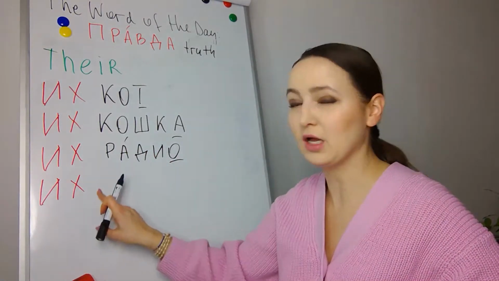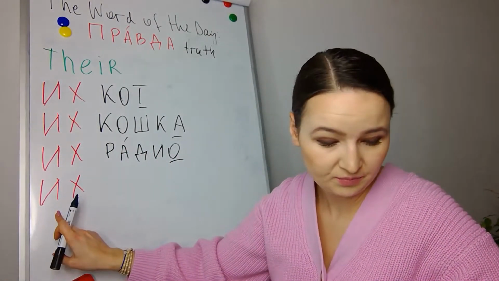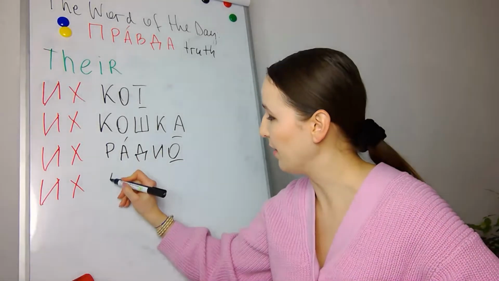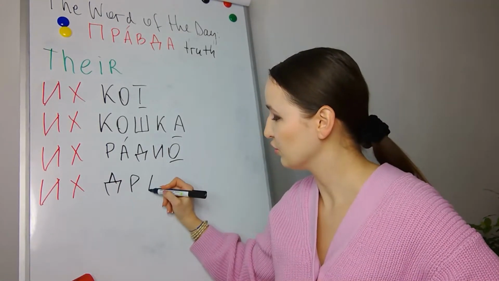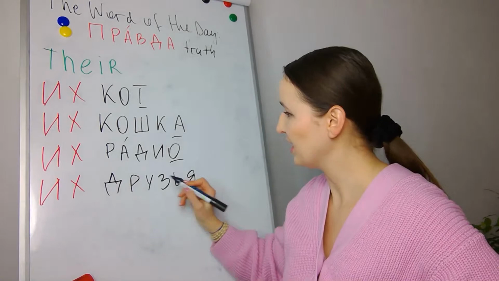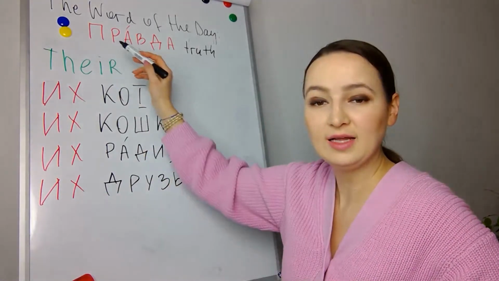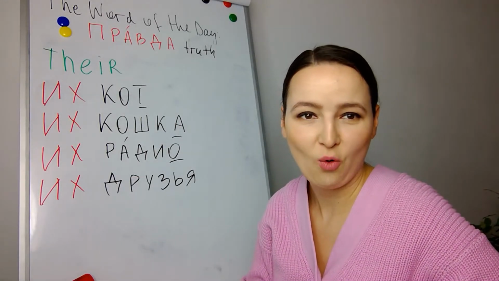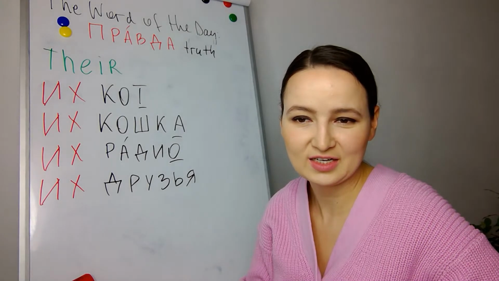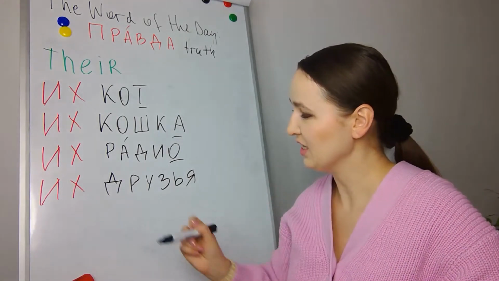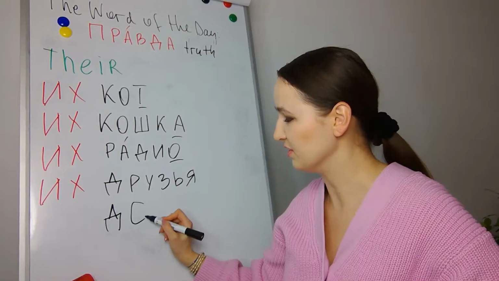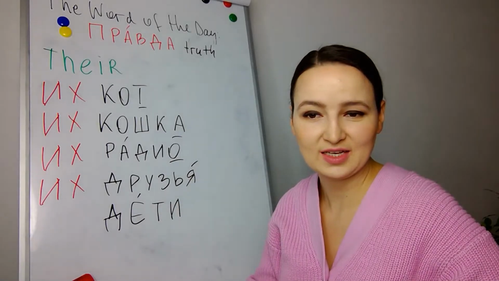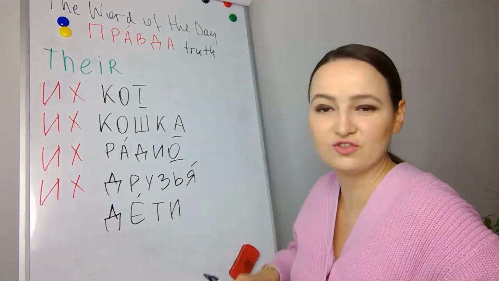And here we need a noun in plural. Их. And let's take друзья. Их друзья. Their friends. Очень хорошо, молодцы. Их друзья. Their friends. Их дети, their children.